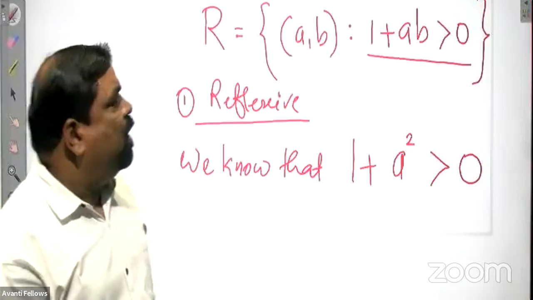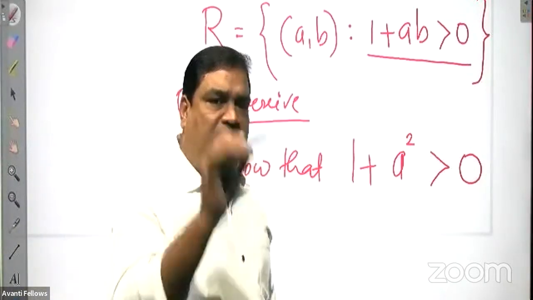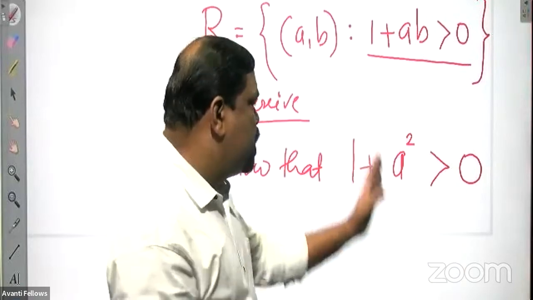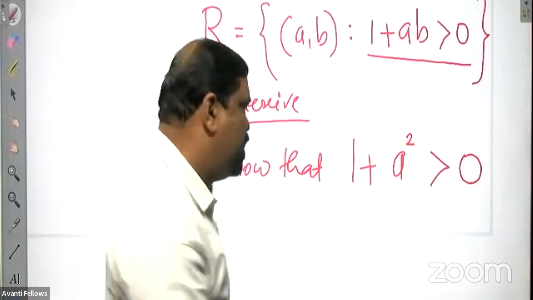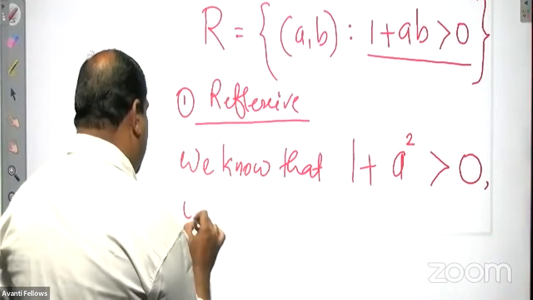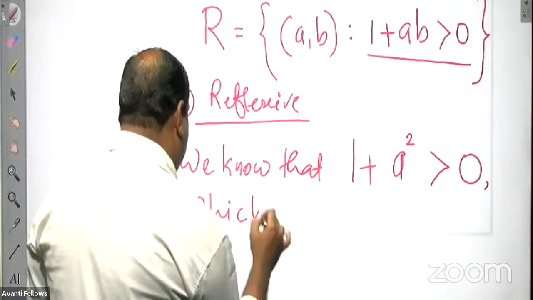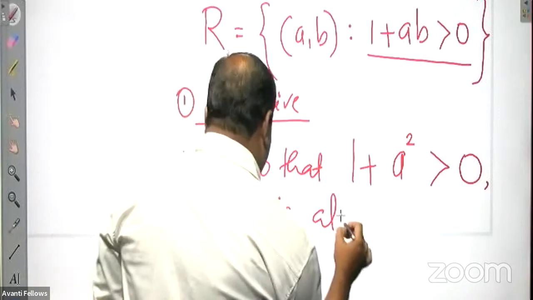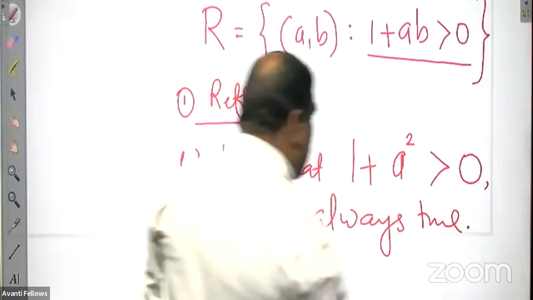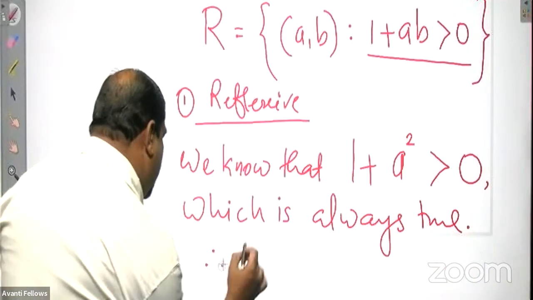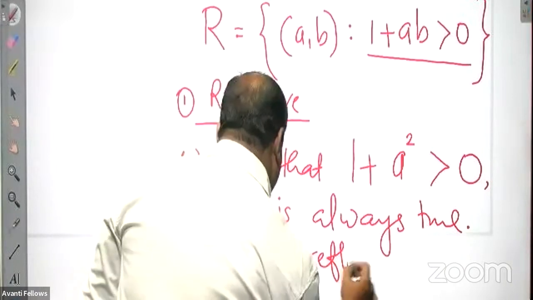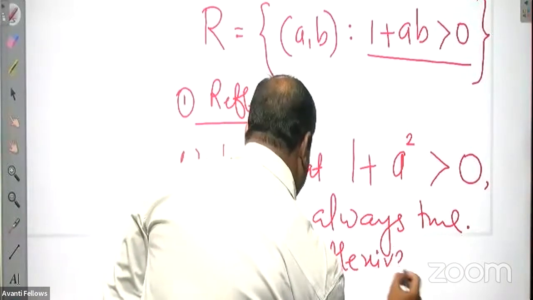For reflexivity, we need to prove 1 plus A into A is greater than 0. That is 1 plus A square greater than 0, which is always true. That means the relation is reflexive. Very clearly, this relation is reflexive.